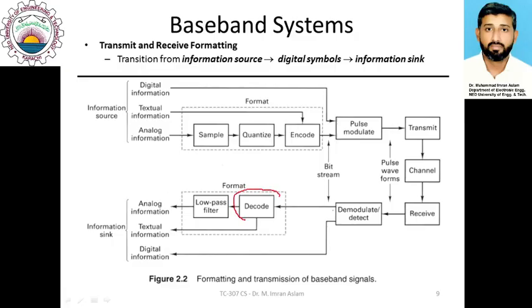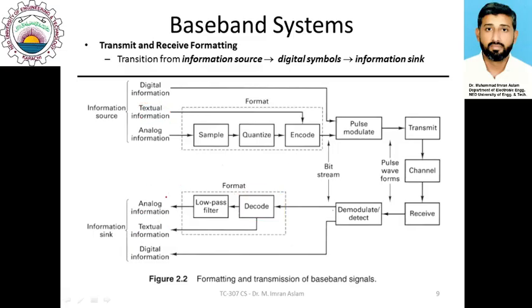In that case, if we have textual information at the receiver side, we need to use a decoder to regain that textual information. The decoder takes that binary information, and based on the standard code like ASCII code, which was used to transform the textual information into binary sequences, it recovers the original textual information by converting the binary digits to text, and then the textual information is provided to the sink in the form of text.